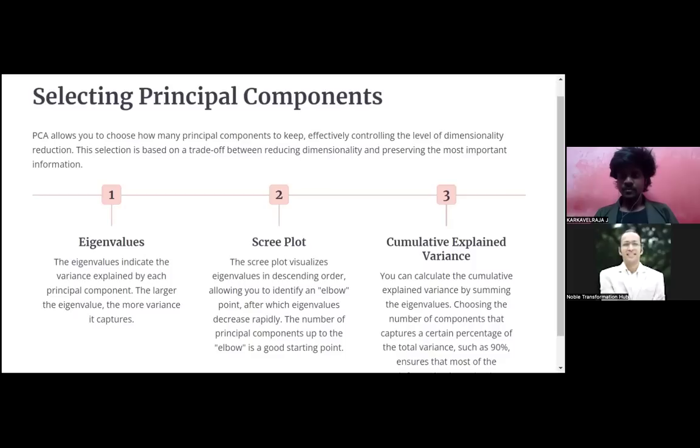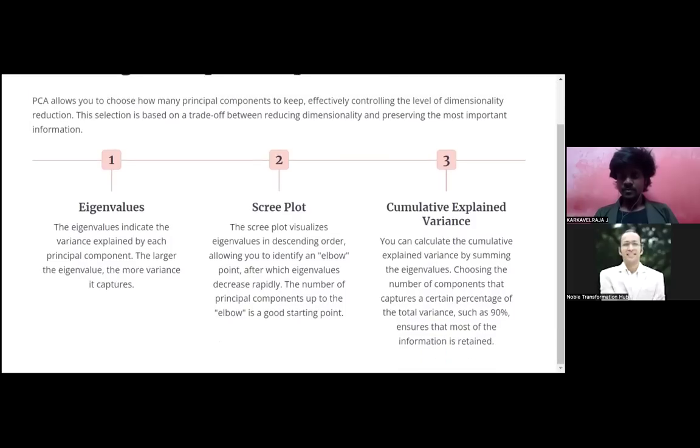So this is all about selecting principal components, and these are the three elements which you need to remember. We'll move to the other section.